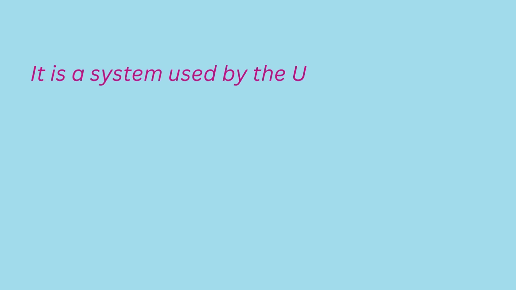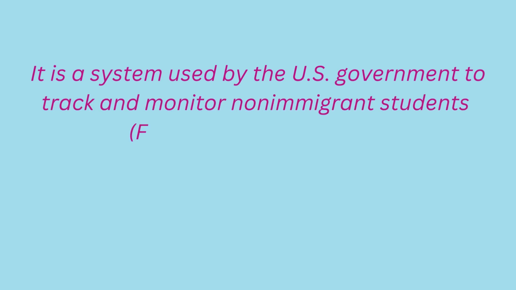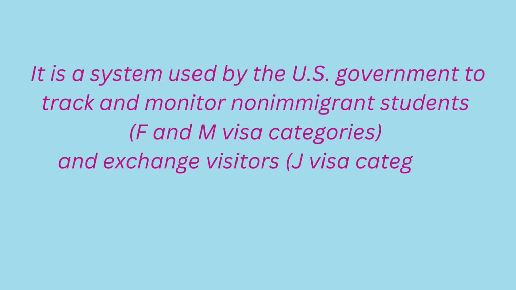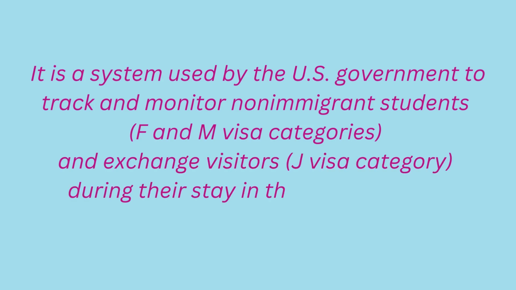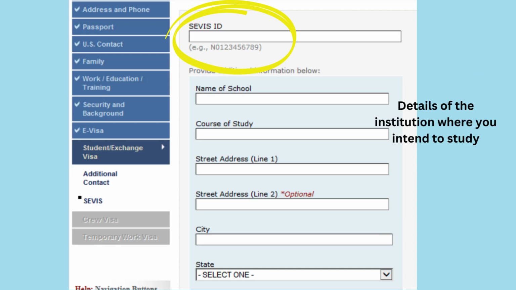Then comes SEVIS, which stands for Student and Exchange Visitor Information System. It is a system used by the US government to track and monitor non-immigrant students, that is F and M visa categories, and exchange visitors, that is J visa category, during their stay in the United States. You will be asked to fill out the SEVIS ID and also details of the educational institution you will attend here in the United States.